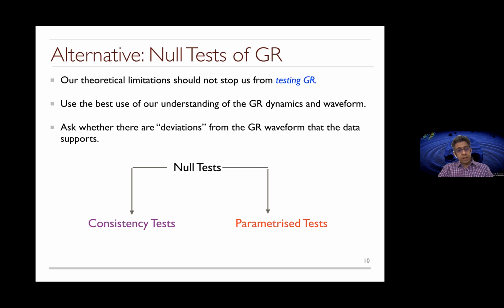So in the first class of tests, you look for overall consistency of the data with the GR prediction, whereas in the second one, you invoke a specific physically motivated parameterization of the GR waveform, or deviations of the GR waveform, which will represent certain types of non-GR theories, and ask for bounds on these parameters. So I will be talking about these two methods in more detail.